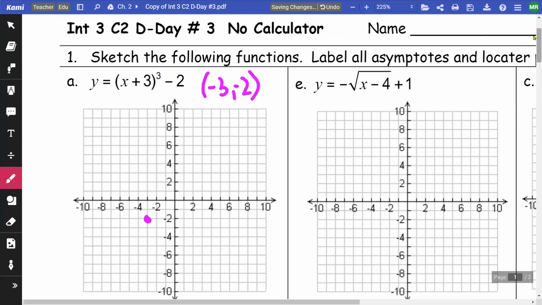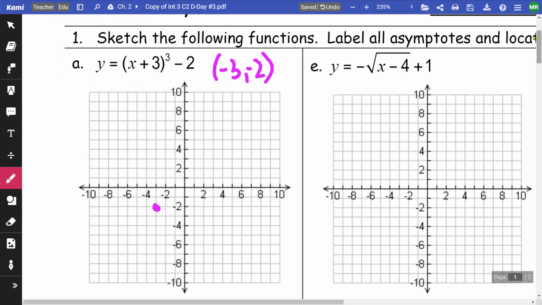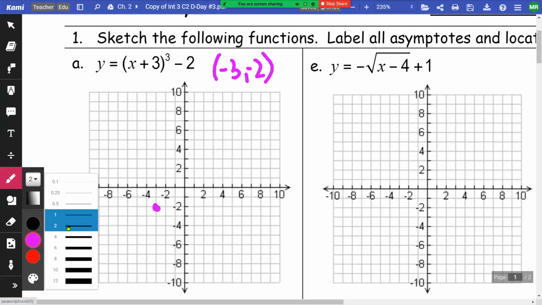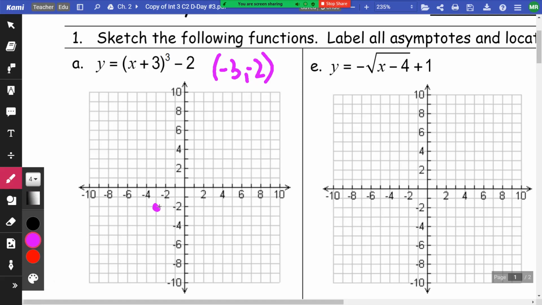And then from here, if you want to think about this and draw it more accurate, what you're thinking is, okay, I am cubing, right? So if I go over 1 from this, what's 1 cubed? 1, so I go up 1. And if I go out 2, what's 2 cubed? 8. 1, 2, 3, 4, 5, 6, 7, 8.